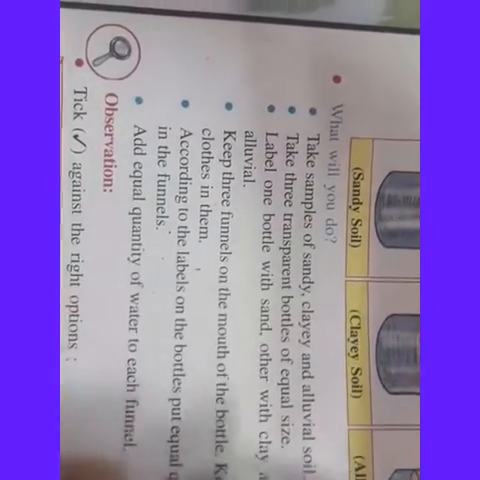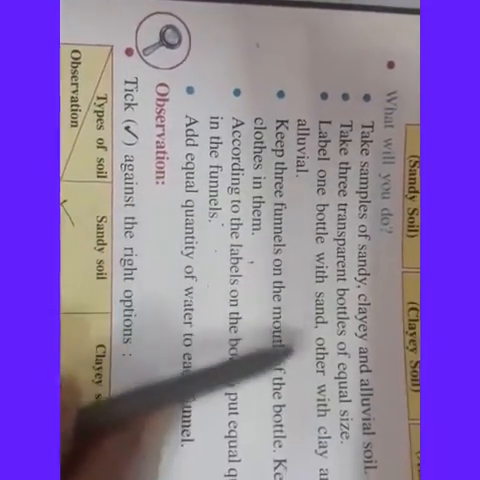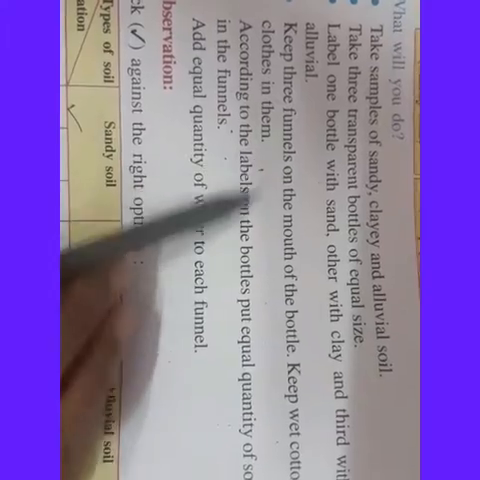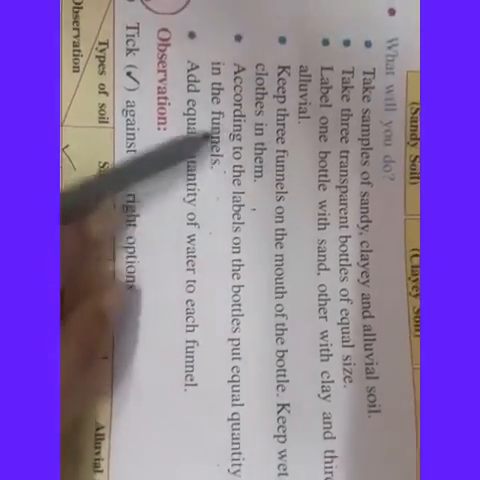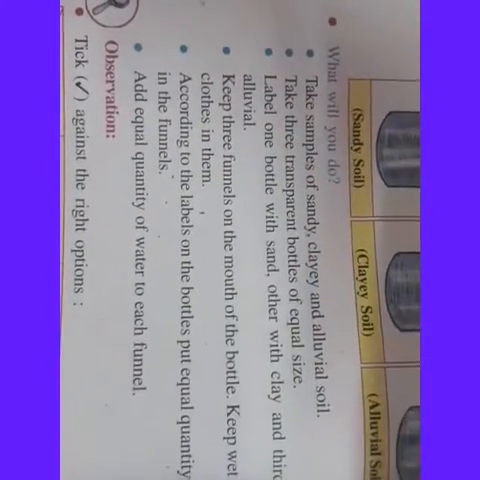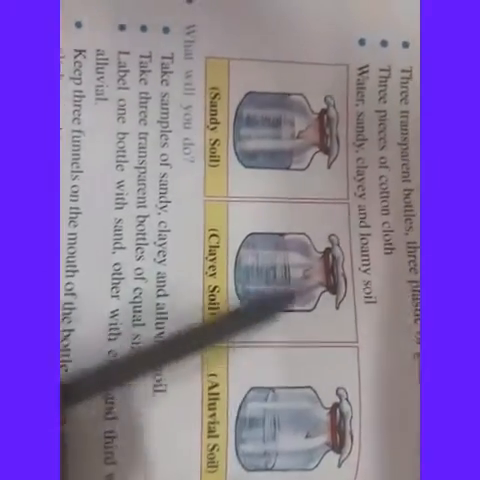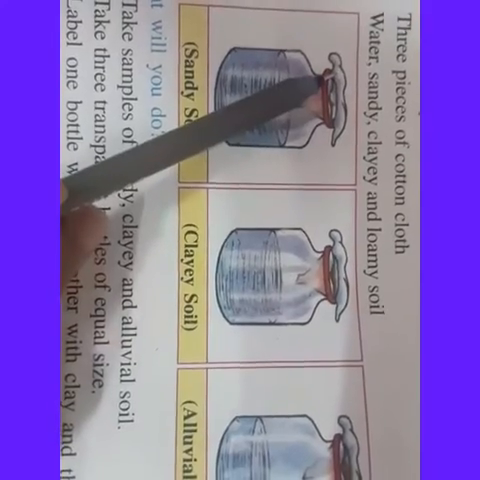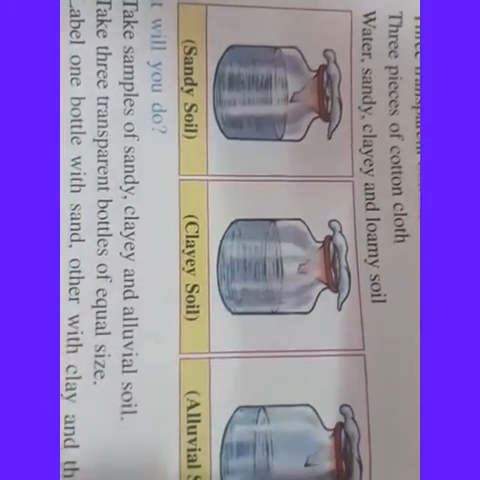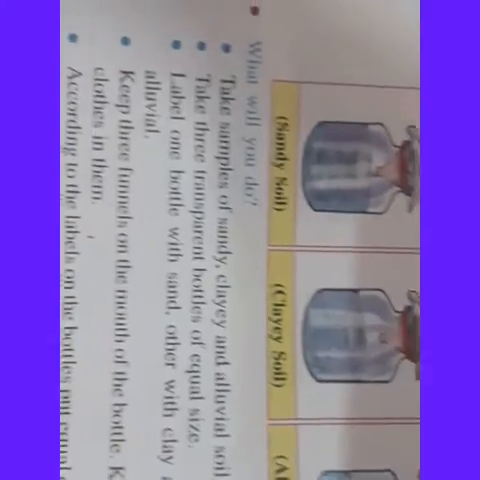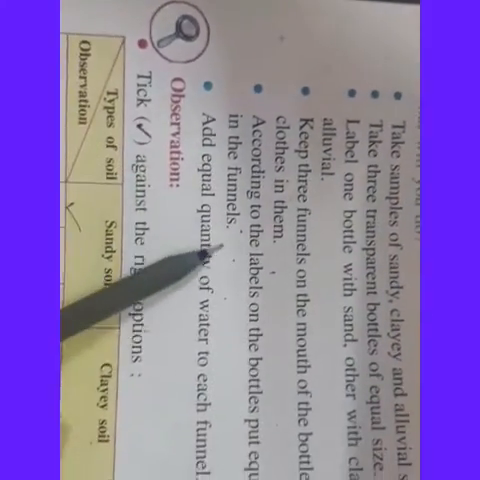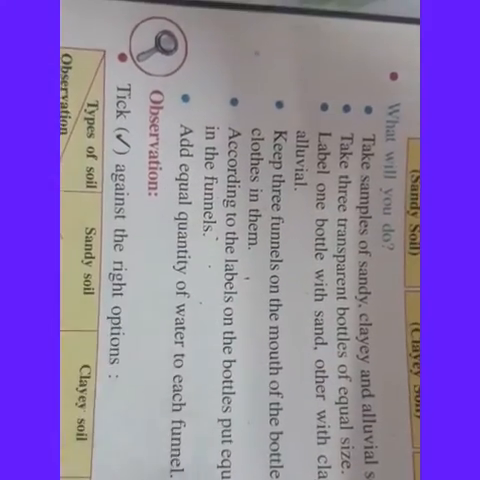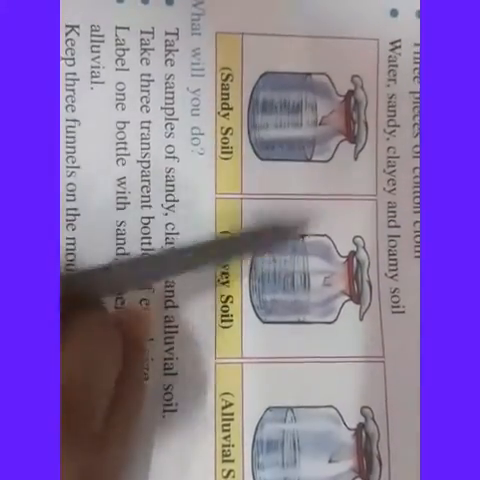Take 3 transparent bottles in equal size. The size of the bottle has to be same. Label 1 bottle with sand, other with clay and third with the alluvial soil. Keep 3 funnels in the mouth of the bottle. Keep wet cotton cloth in them. Funnels को रखने के बाद, हर bottle के ऊपर एक एक funnel रखिए और funnel के ऊपर एक पतला गीला कपड़ा, fine cotton cloth, you have to place it on the funnel. According to the labels on the bottle, put equal quantity of soil in the funnel. अब तीनों के अंदर all the 3 according to the labels.